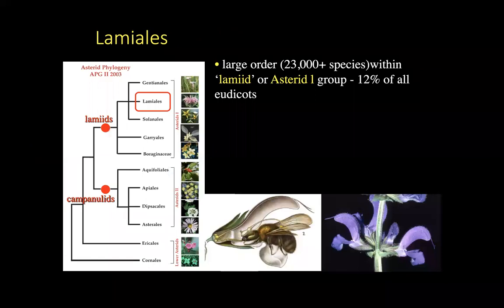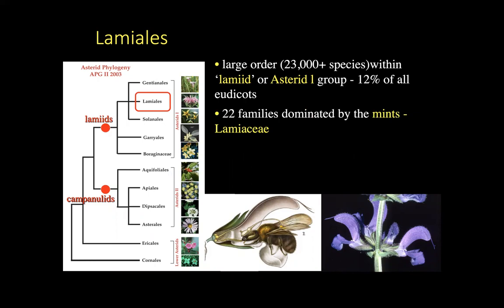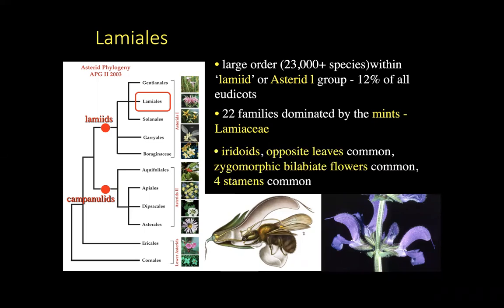Finally, we move to the Lamiaceae. This is a very big order, 23,000 plus species, or 12% of all eudicots. The big one, mints, the Lamiaceae itself. Zygomorphy, the evolution of very strong zygomorphy, has been found to coincide with increased rates of speciation and decreased rates of extinction. And this group has it in spades.